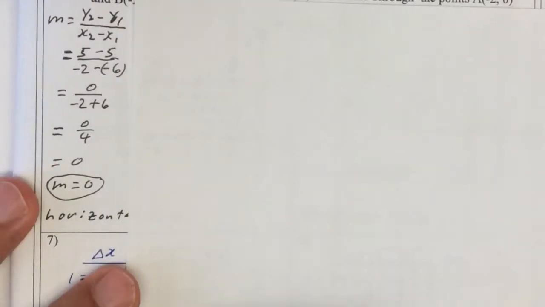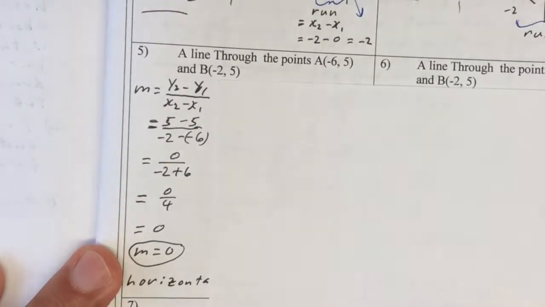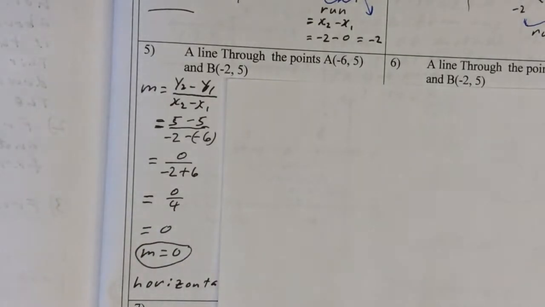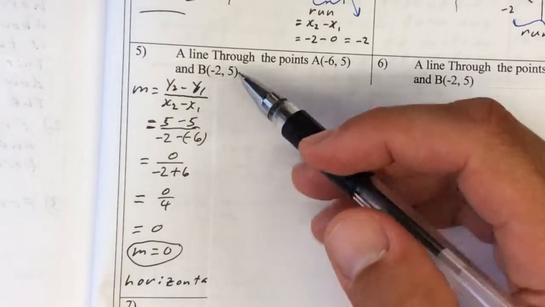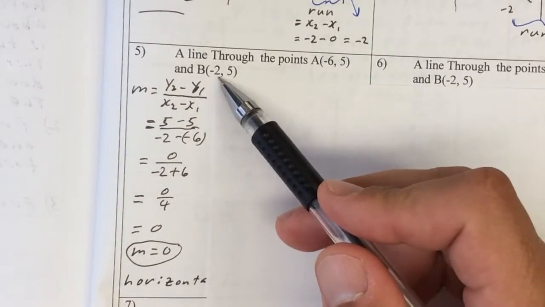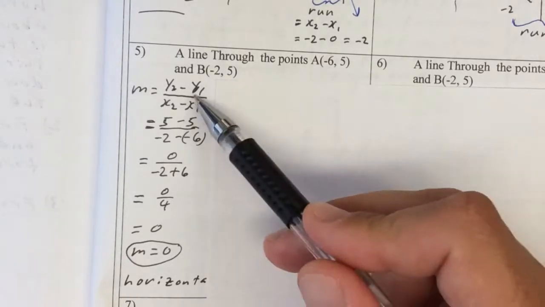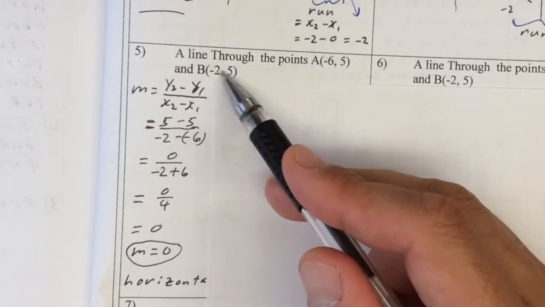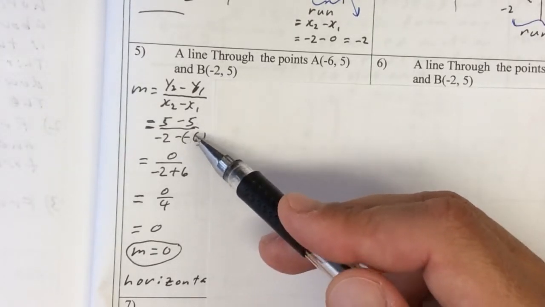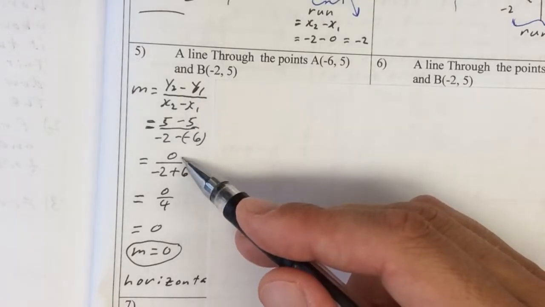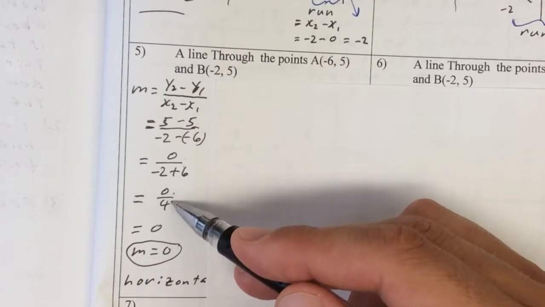And the next example, through these 2 points, neither of them are on the axis, neither of them the origin. It's getting a little more complicated, it's okay. So you plug them into the formula. x2, y2 again, x1, y1 here. 5 minus 5 over negative 2 minus negative 6. Remember, minus a negative is adding. So you've got that. 5 minus 5 is 0. 0 over anything is 0.